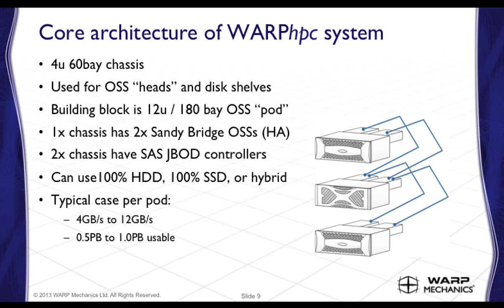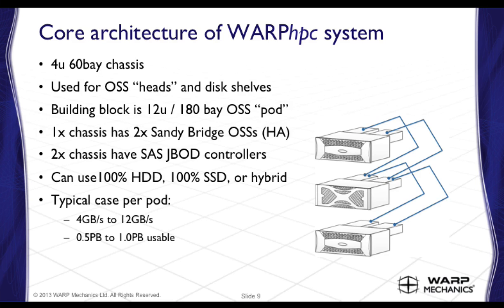So the way to arrange this, as our basic building block, we take 3 of these 4U 60 drive slot chassis. We use 2 of them as JBODs to get more spindles, and one of them is a combination of a 60 slot JBOD and 2 Sandy Bridge object storage servers. So in total, that gets you a 180 bay object storage server, or HA pair of object storage servers. We sell that as 100% hard drive, 100% SSD, or a hybrid of the two. Lustre over ZFS supports all of those models.